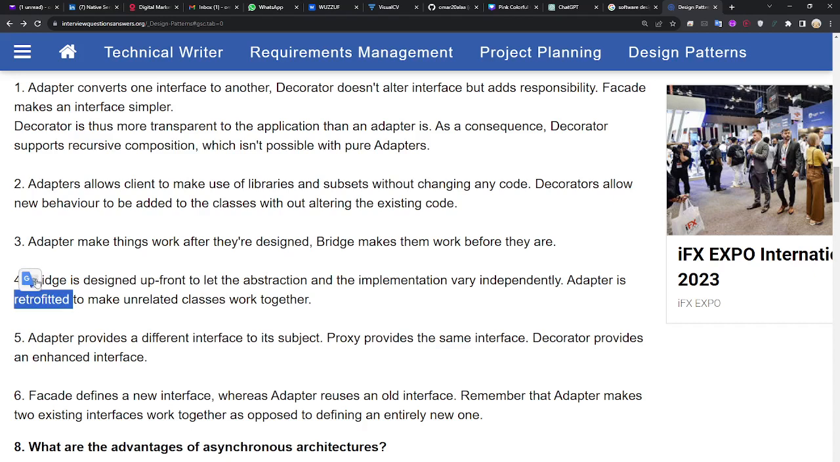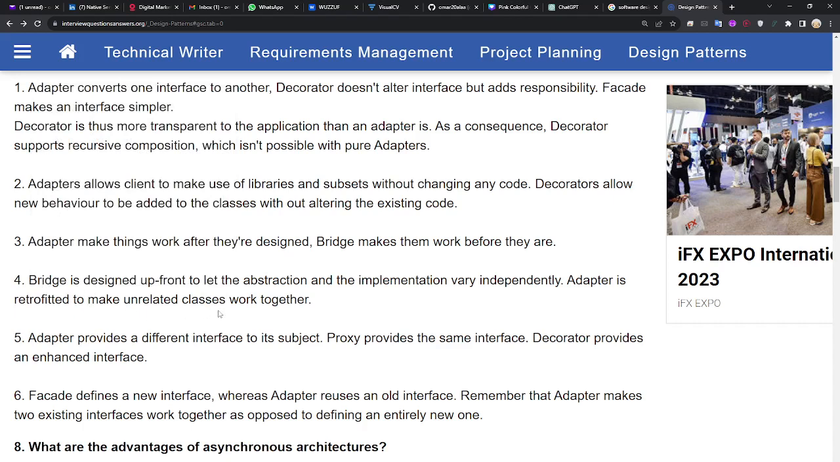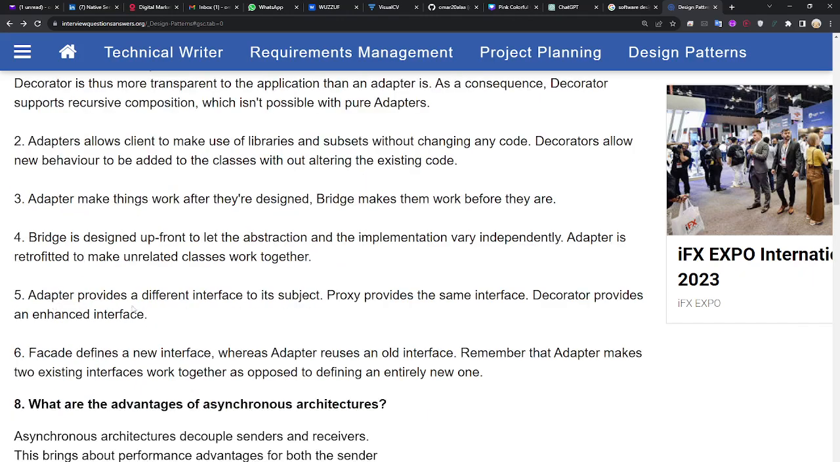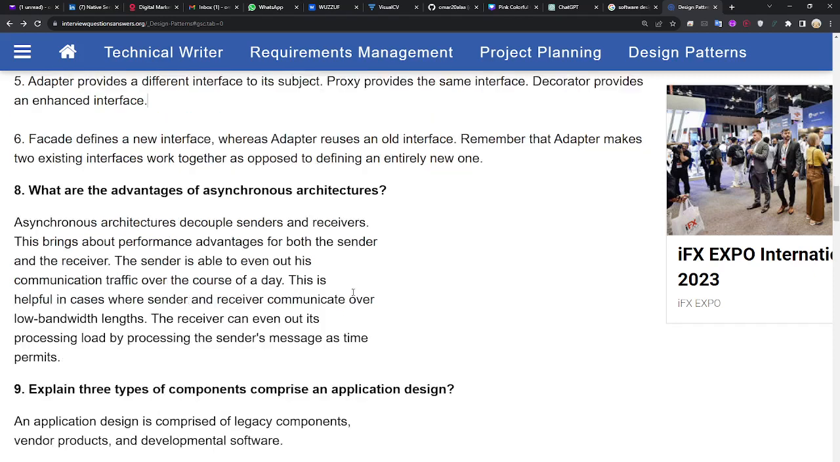The adapter is retrofitted to make unrelated classes work together, classes that have no relation to each other. The adapter provides a different interface to its subject. Proxy provides the same interface. Decorator provides an enhanced interface. Facade defines a new interface, whereas adapter reuses an old interface. Remember that adapter makes two existing interfaces work together, as opposed to defining an entirely new one.